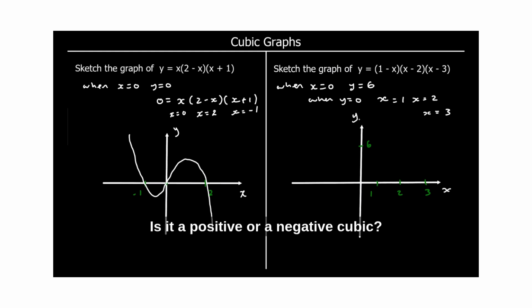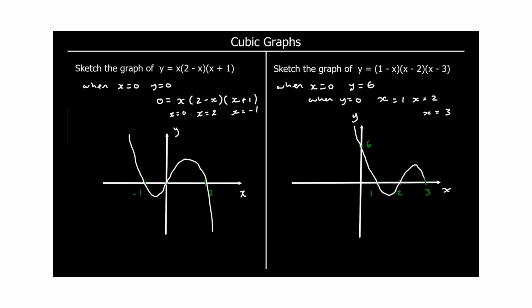Is it a positive or a negative cubic? So we've got a negative x, a positive x, and a positive x. A negative times a positive is negative. It's a negative shape. So we're starting at the top left, going down, and ending in the bottom right.